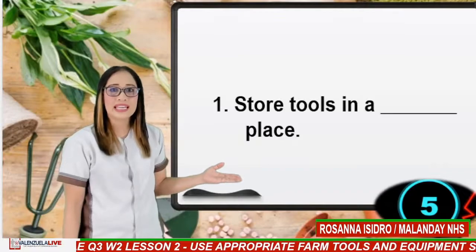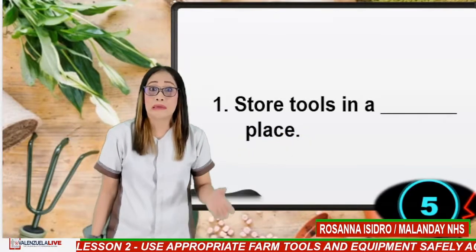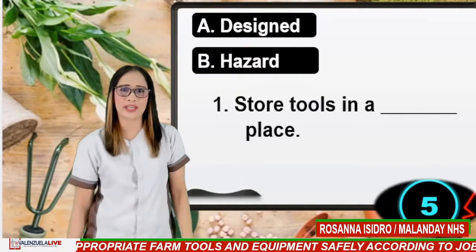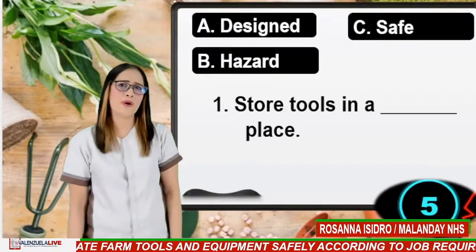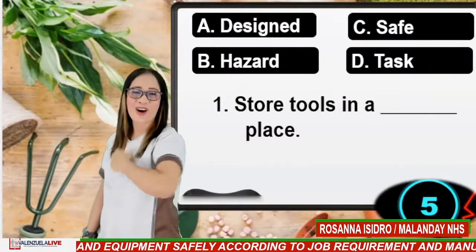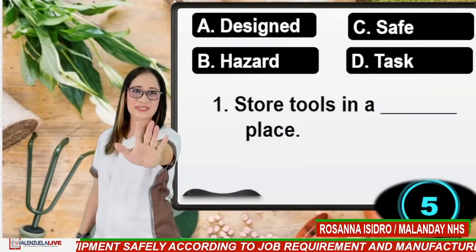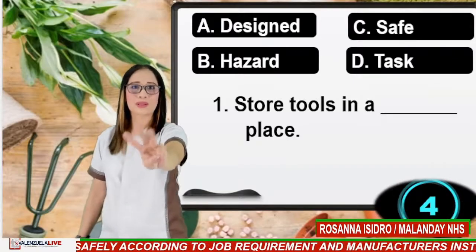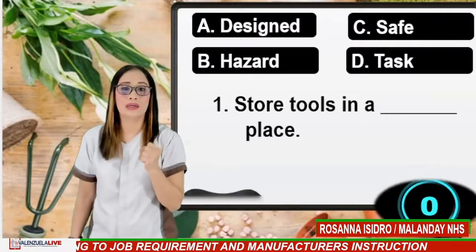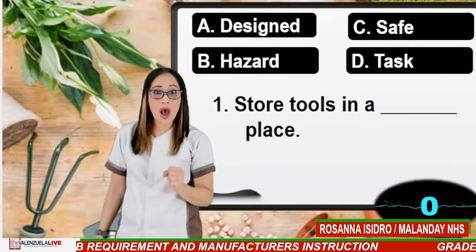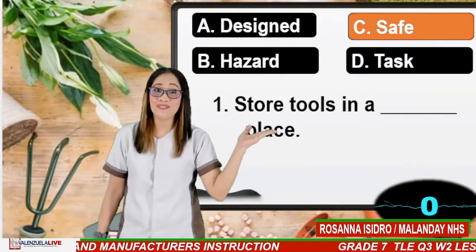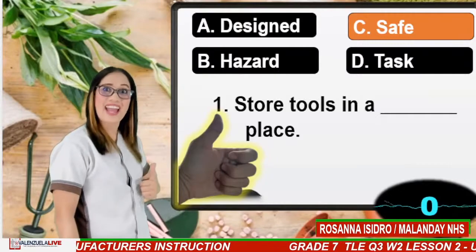Number 1. Store tools in a blank place. Letter A, design. Letter B, hazard. Letter C, safe. Or letter D, task. Your time starts now. Time is up. If your answer for number 1 is letter C, safe, you are correct.